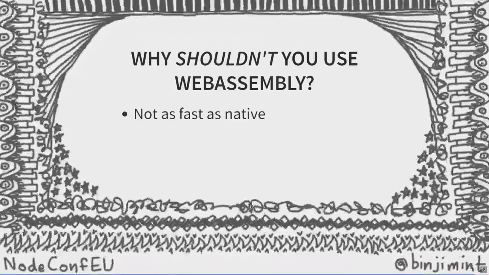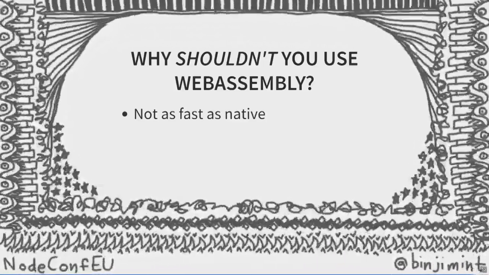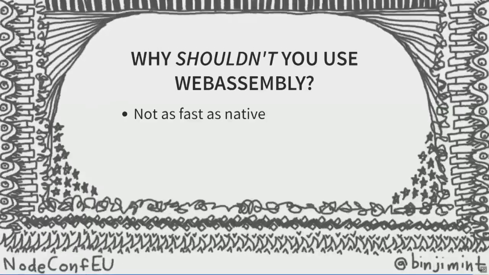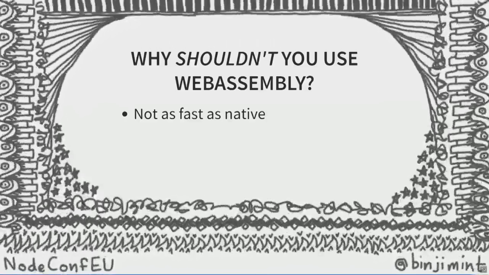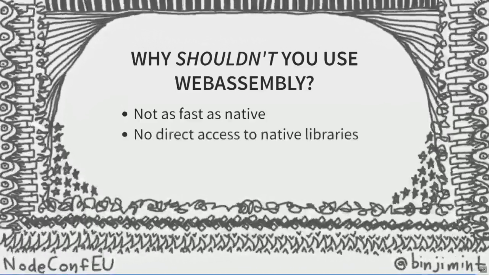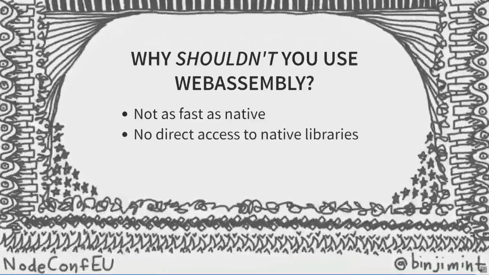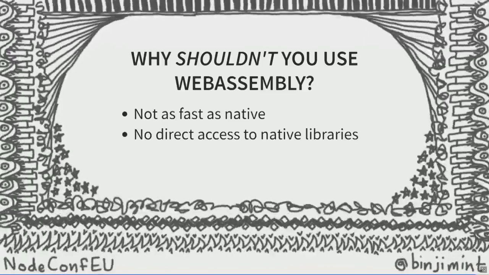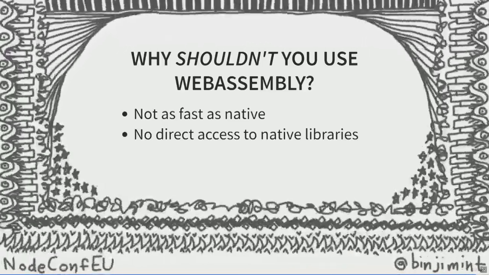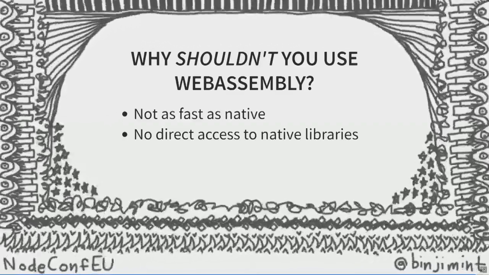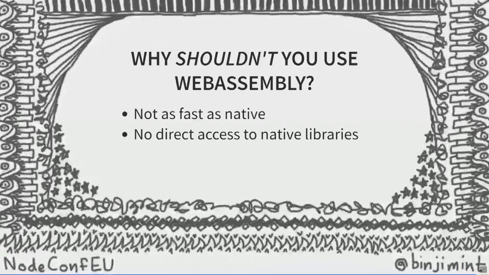OK, so what are some of the reasons why you might not use WebAssembly? Well, we saw it's not as fast as native, and it never will be, because we're doing more work. We have more bounds checks. We have things that we're doing to try and protect you, and that's probably going to make it a little bit slower. We have no direct access to native libraries. So if you want to access something like the file system, you can't do it through WebAssembly. Like I said before, it's an encapsulation. It can only access what you give it access to.